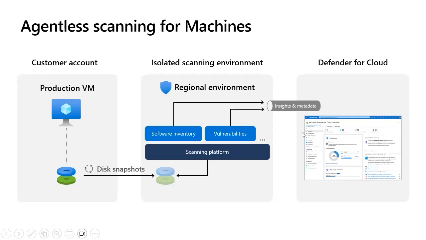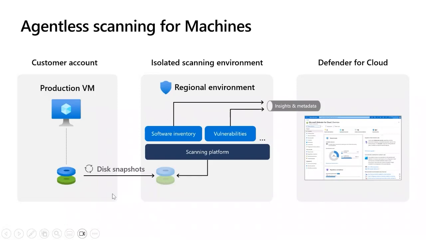The vulnerability assessment is powered by Microsoft Defender Vulnerability Management. The metadata related to scanning results is sent to the Defender for Cloud platform and the disk snapshot is deleted within a few minutes. So how often are these virtual machines scanned? Usually, every VM is scanned once in 24 hours.